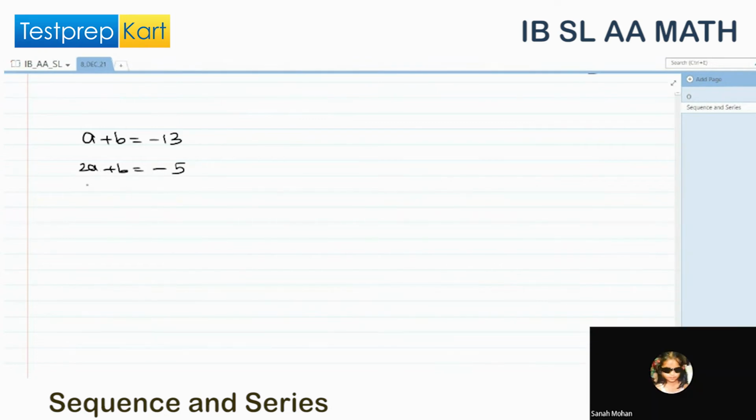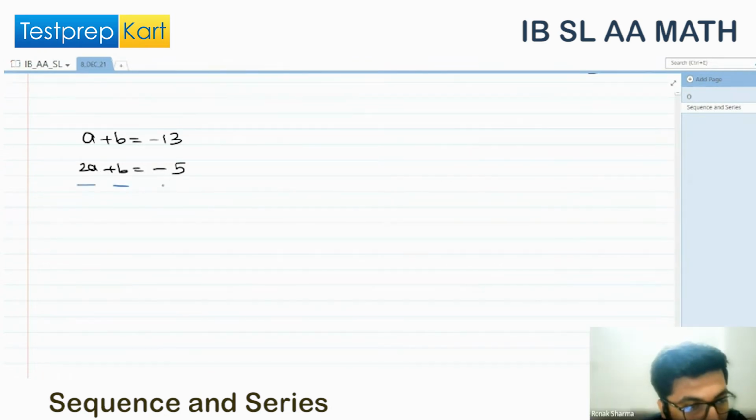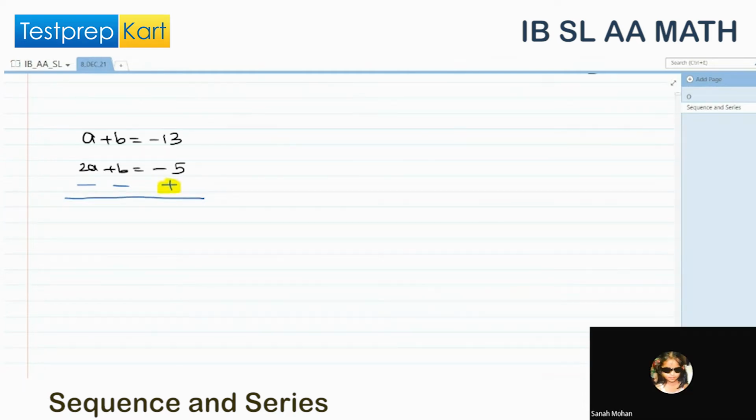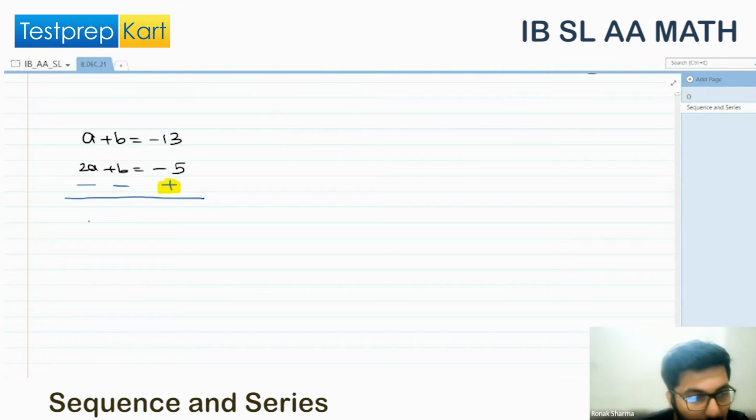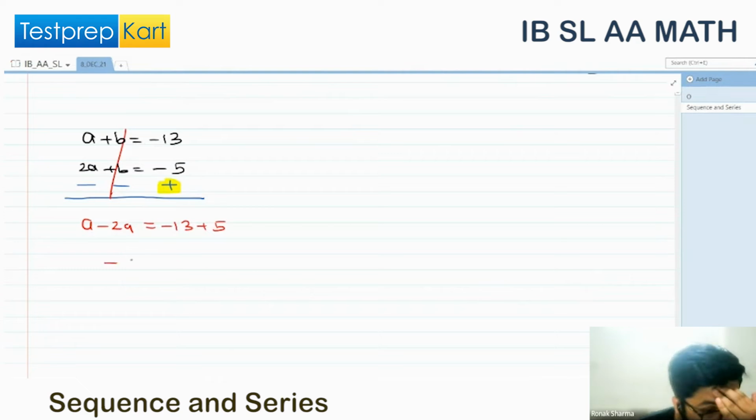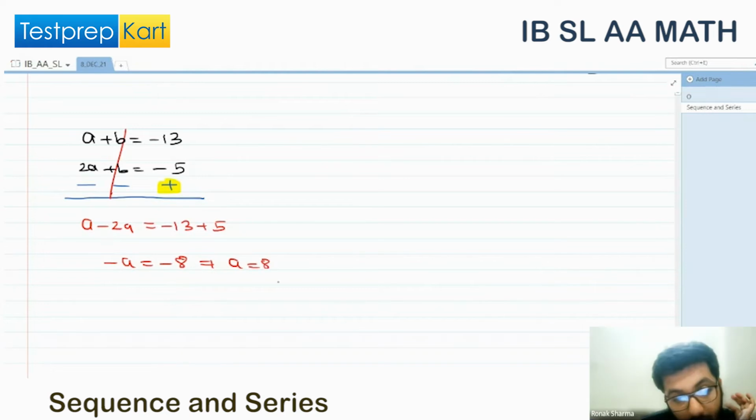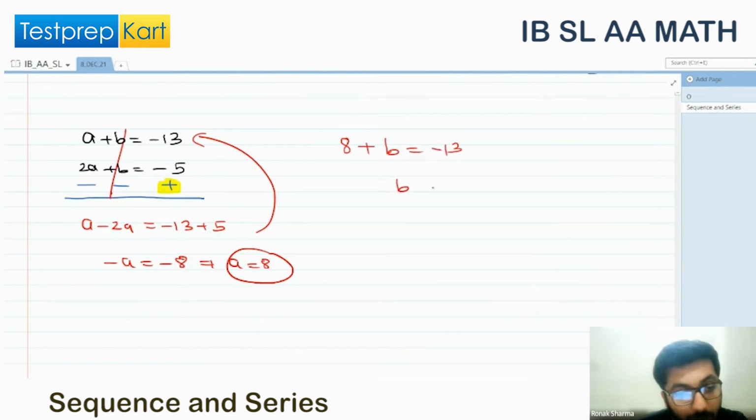Right? Now, if we subtract, this will become negative, this will become plus. You understood it or not? That is why I have put plus here. Because it's opposite. So b cancels out, and a minus 2a equals minus 13 plus 5. a minus 2a is minus a, minus 13 plus 5 is minus 8. So a is coming out to be 8. If a is 8, let us put it here. So 8 plus b is minus 13. So b is minus 13 minus 8, that is b is minus 21.